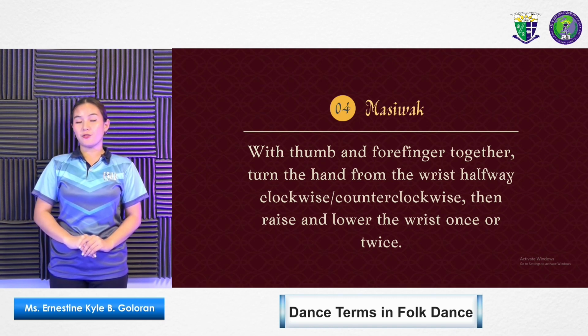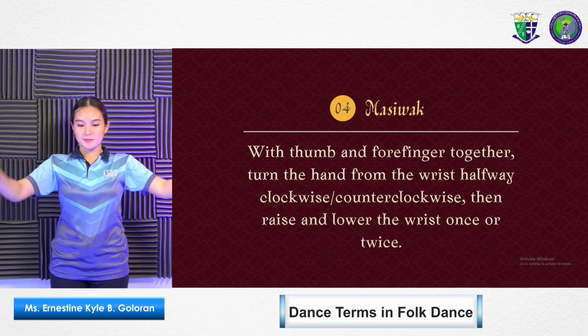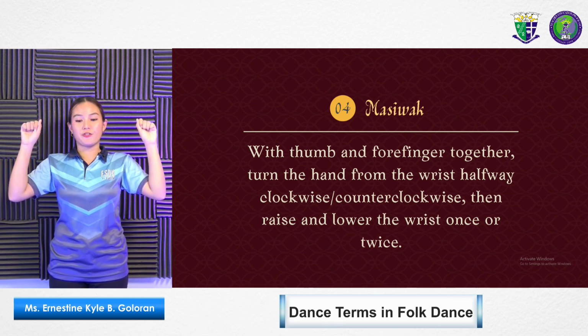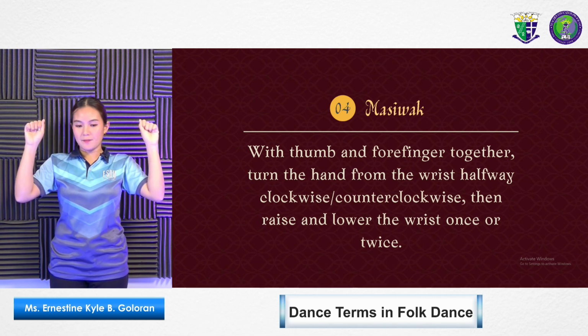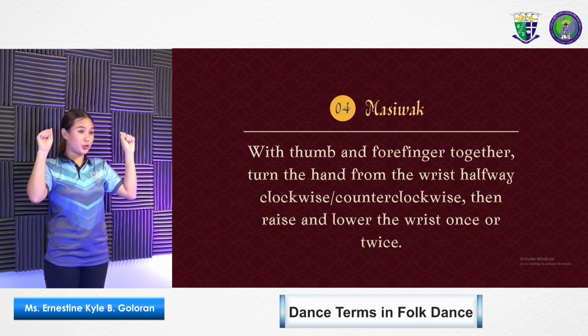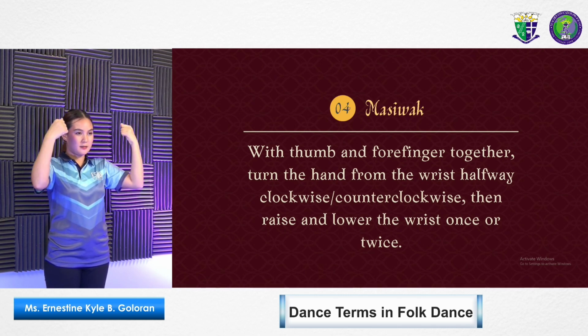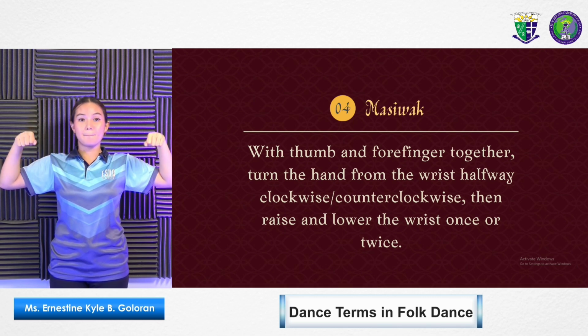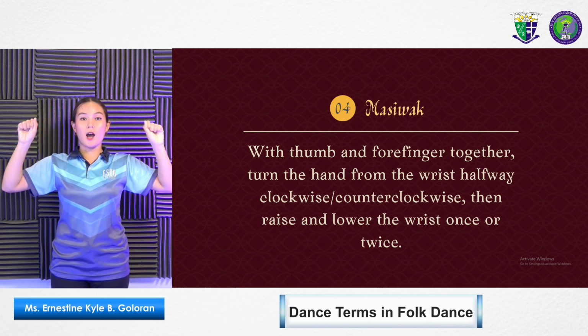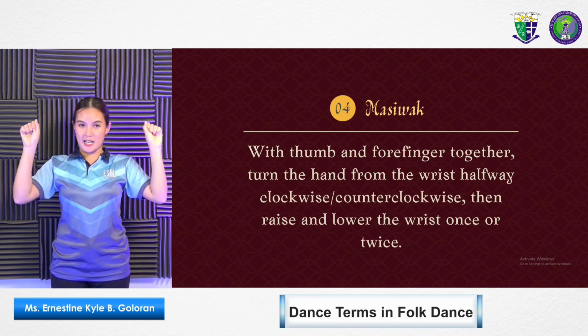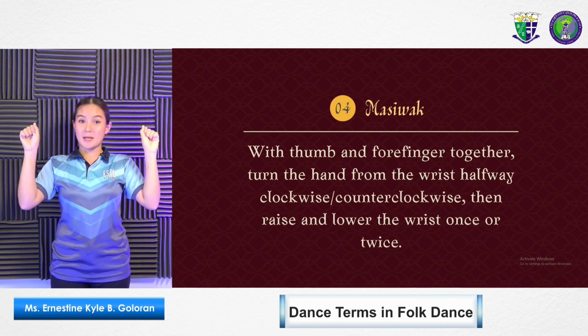Next is Masiwak. With thumb and forefinger together, turn the hand from the wrist halfway, clockwise or counterclockwise. Then raise and lower the wrist once or twice. All you have to do is to turn your hands halfway only. So like this. Just like that. That is Masiwak.